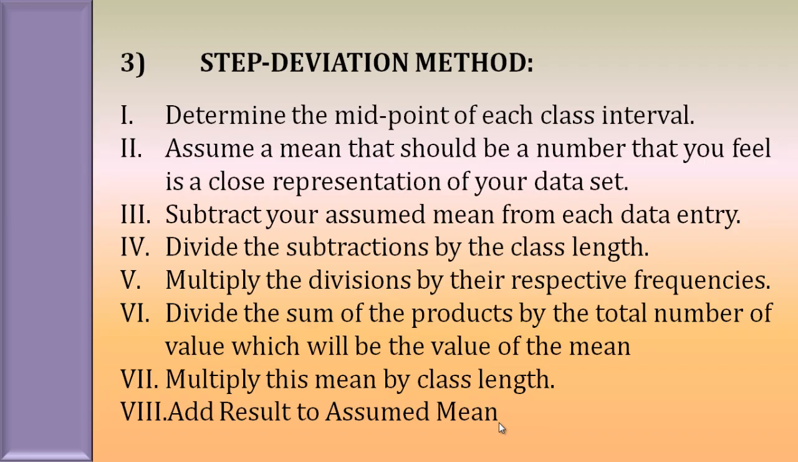Now the step deviation method. When the data is given in the form of large numbers, then sometimes it is difficult and even lengthy to find the mean by using the assumed mean method. So in such cases we follow another method called the step deviation method. Using this method we can further reduce calculation. It is used to reduce the mathematical calculations when we don't have a calculator and the numbers are difficult to calculate. Now here is the procedure to find the mean by using the step deviation method.